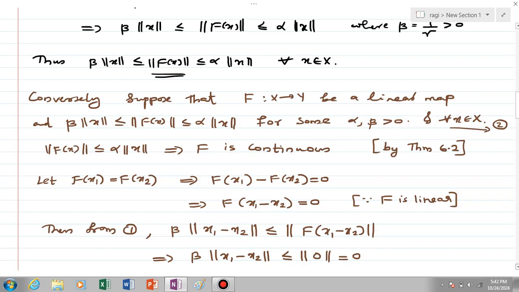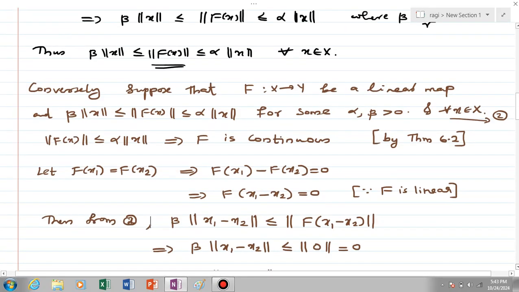Okay, also by equation 2, by substituting x1 minus x2 in the place of x, we can see that beta into norm x1 minus x2 is less than or equal to norm f of x1 minus x2, and that is 0 actually. So beta into norm x1 minus x2 is less than or equal to 0.